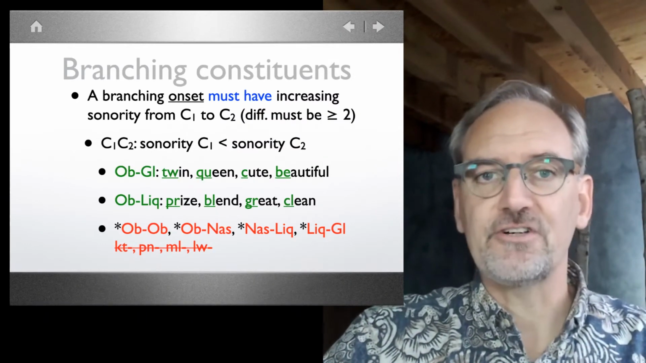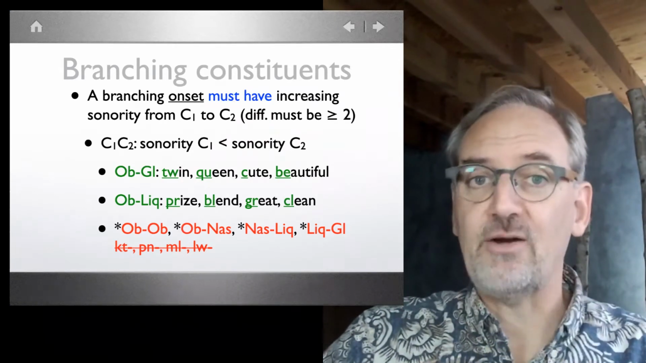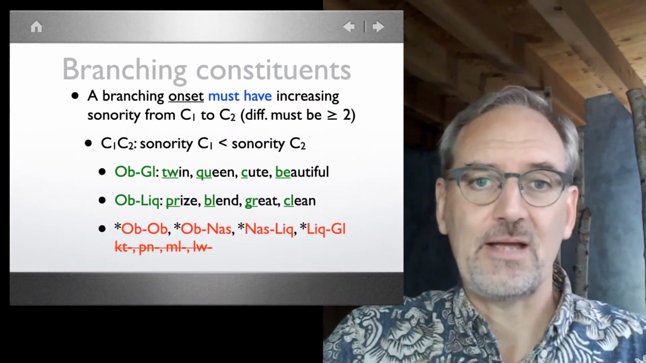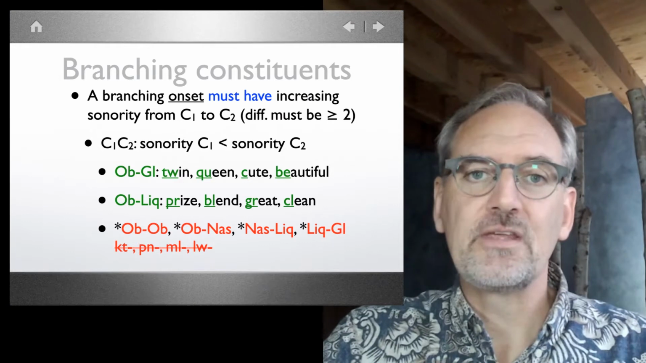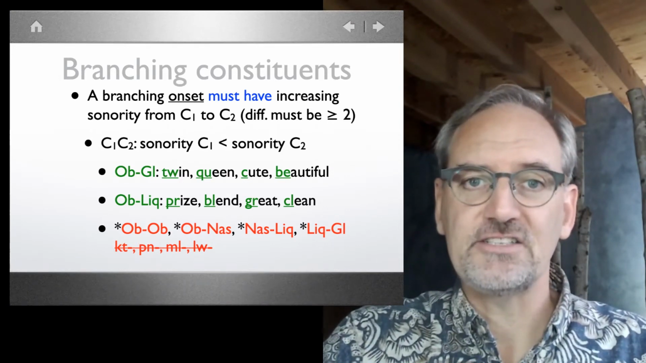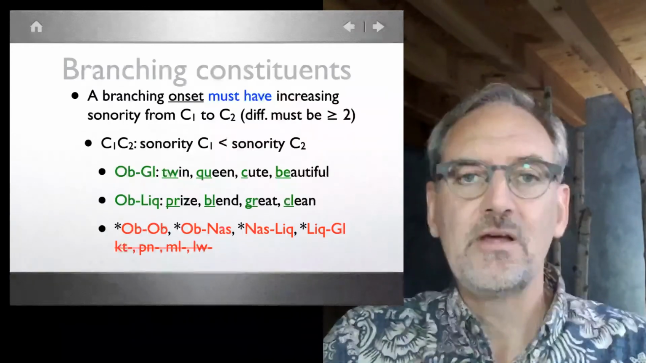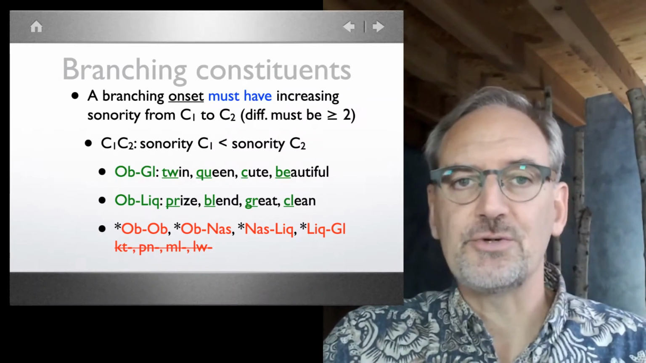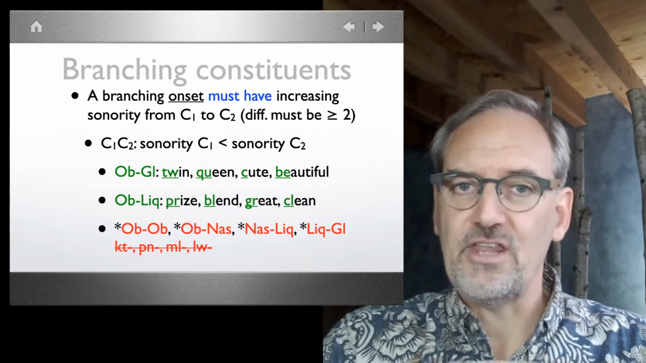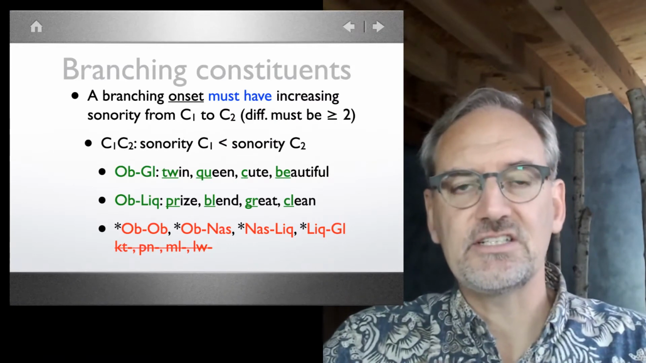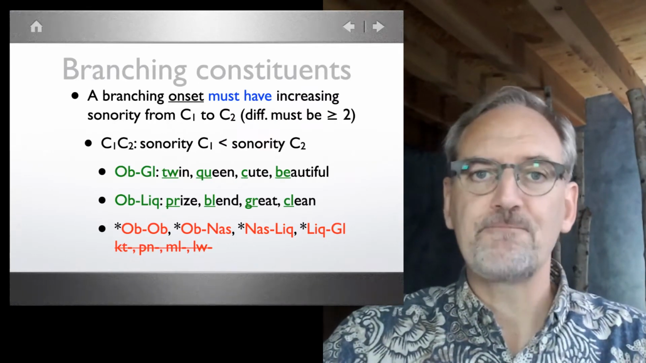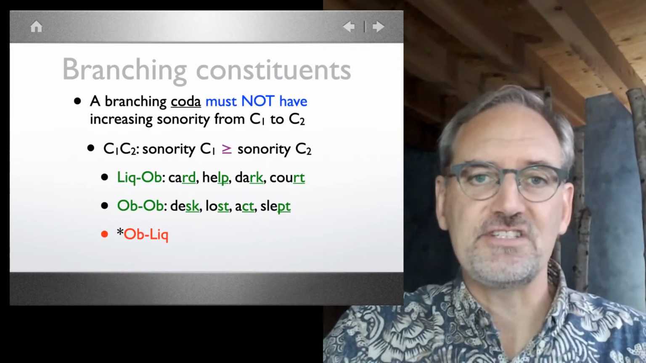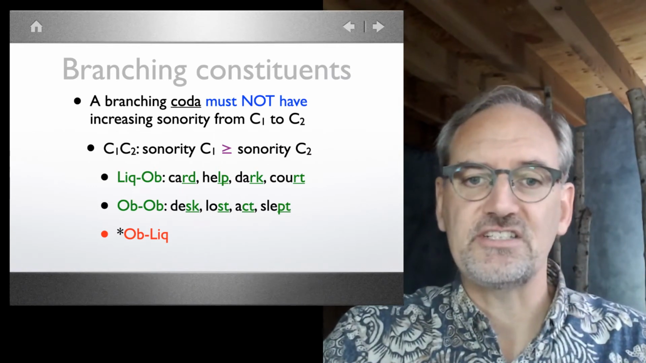So languages will differ in, well, first of all, languages differ in whether they allow branching onsets or not. Japanese, for example, does not allow branching onsets. English does allow branching onsets. So does French. So does Greek. But among the languages that allow branching onsets, there are differences in the requirements of sonority, the relationship between adjacent segments in terms of their sonority. Right, and importantly, for English, that difference is a minimum of 2 points on the sonority scale.